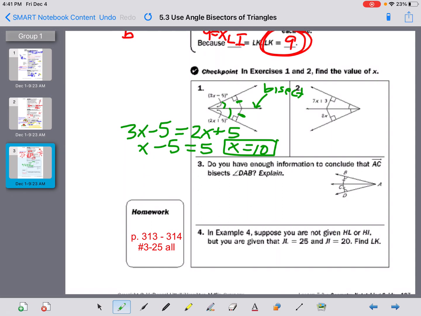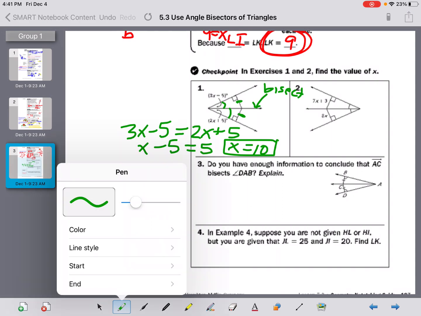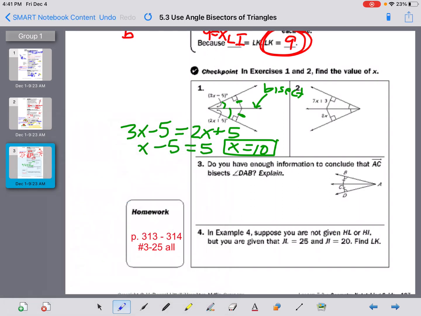All right, on the other side, on number 2, what I need to look for there is I notice that my angle is bisected, so I already see my angle bisected, and I have two lines that are both perpendicular, which means they're going to be equal distance to the sides. So if they're equal distance to the sides, I know 7x plus 3 is going to equal 8x. Subtract 7x, and I get x equals 3.